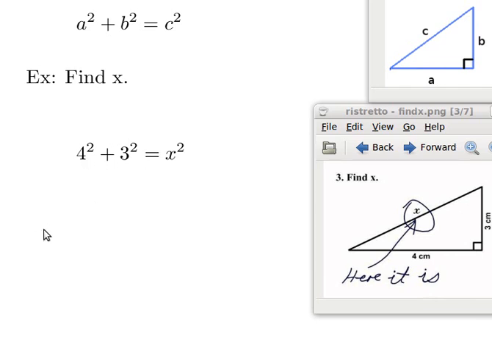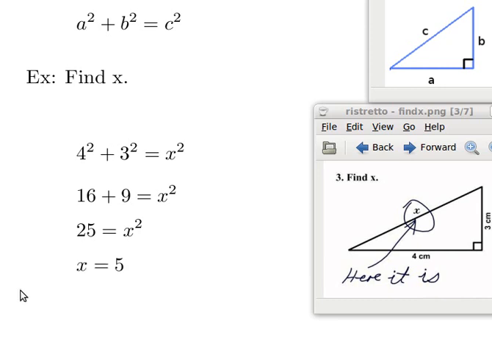So 4 squared is going to be 16. So we have 16 plus 9, because 3 squared is 9, equals x squared. X is still unknown. So that means we go ahead and add these two, and we will get 25 equals x squared. And x is the square root of 25, which is equal to 5. So x equals 5.